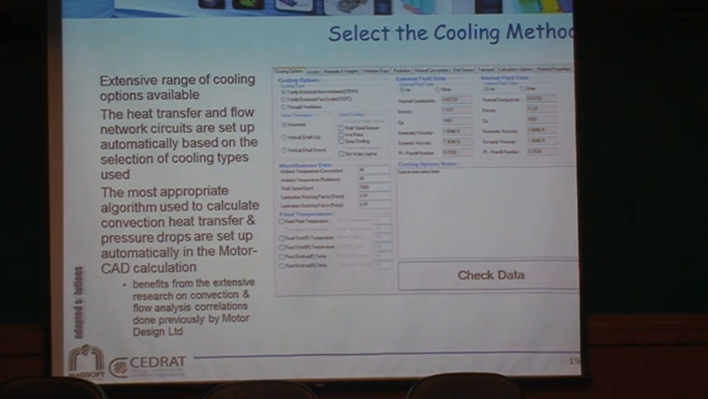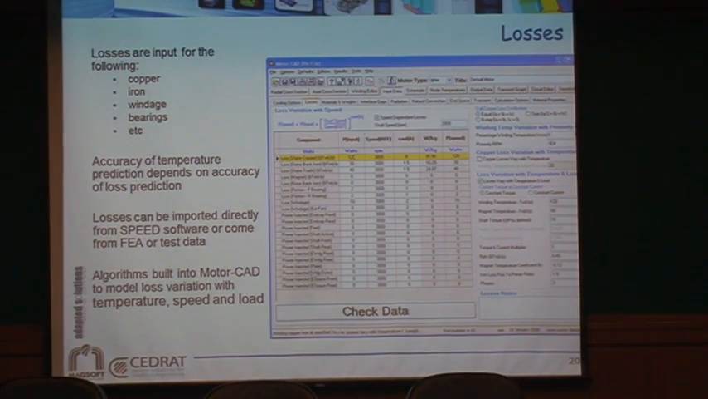Then you have the liquid. You have different cooling types of liquid, or this is air only. They basically are described by all those characteristics, and then you can always add a coolant if you want. The losses: this is where you would actually get them straight from speed, or you can get them from flux also, same idea. And you can see all those losses are distributed through the different parts of the machine.